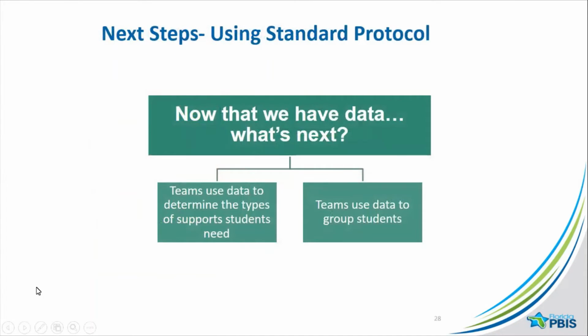Simply put, now that we have all this data that we identified students by, we're going to use that data to determine the types of support students need. Those student supports will already be available on our campuses in terms of evidence-based interventions. And we're going to use data to group students so that they can be matched pretty quickly or fluidly as a tier 2 system.